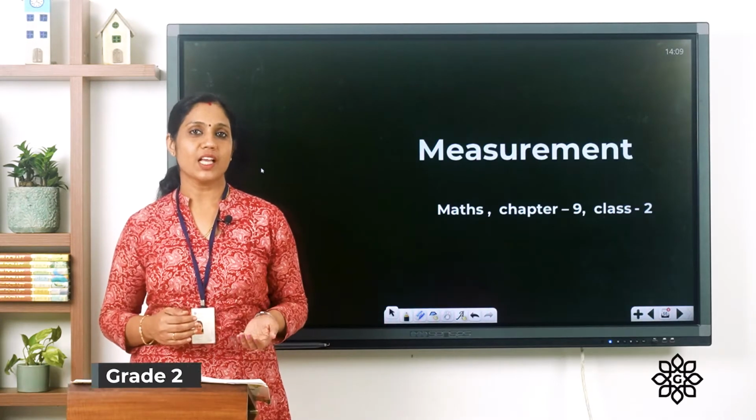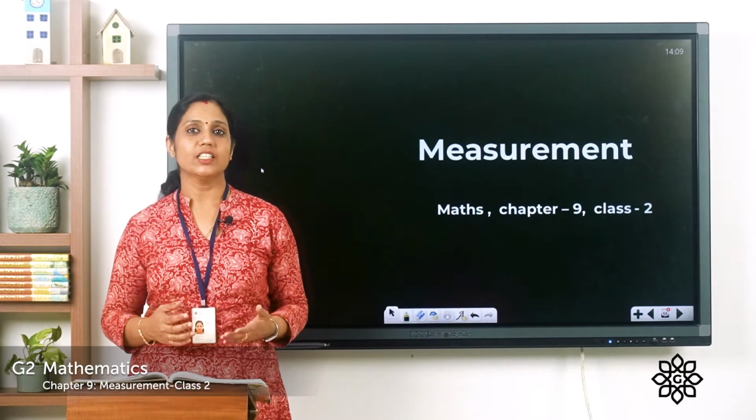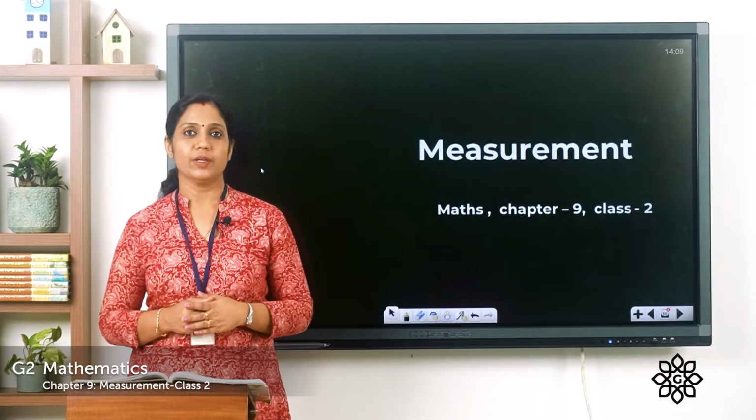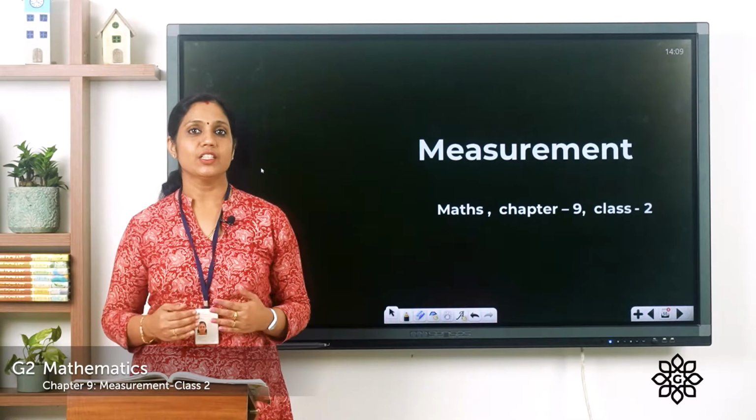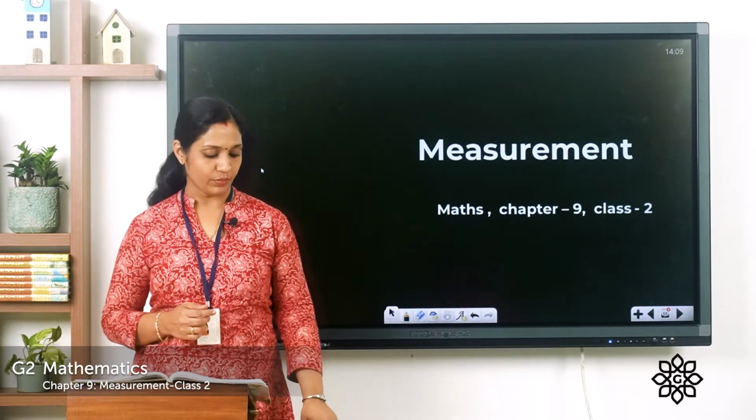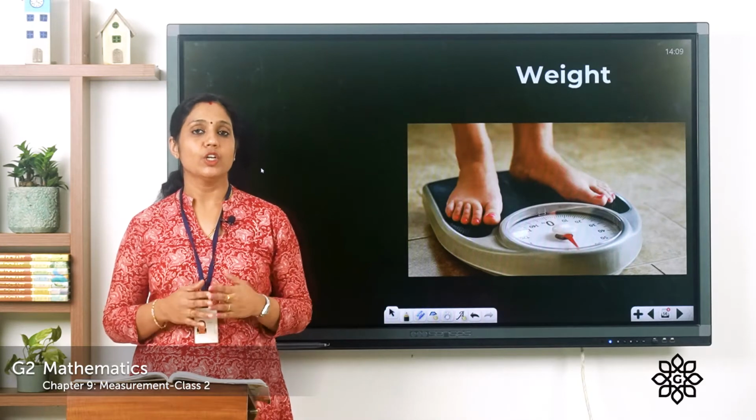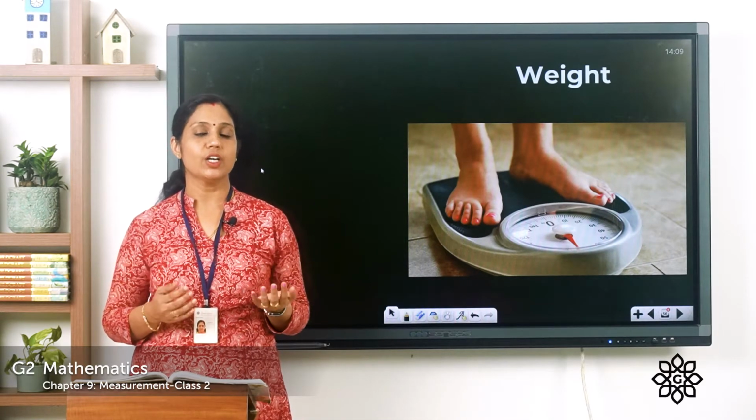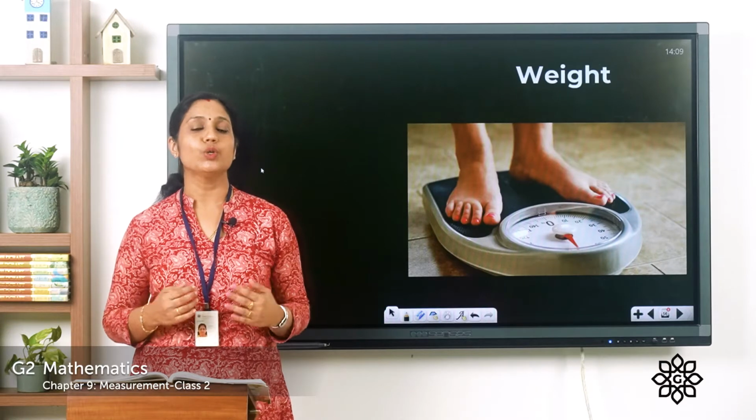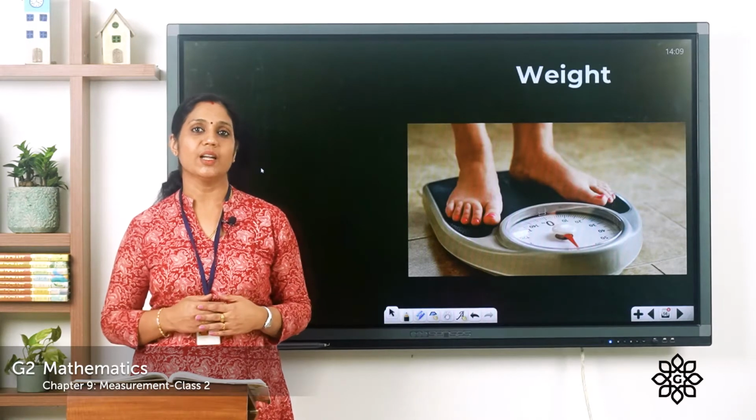So in our previous class, we learnt about length and we learnt about meter, centimeter and millimeter. So now let's learn today about weight. So what is weight? When an object is given, to find out whether it is lighter or heavier, we need to know the weight. So let's learn about weight today.